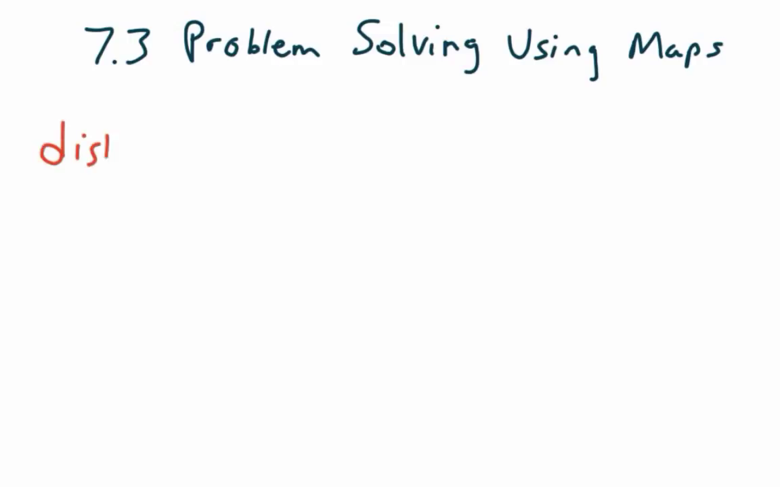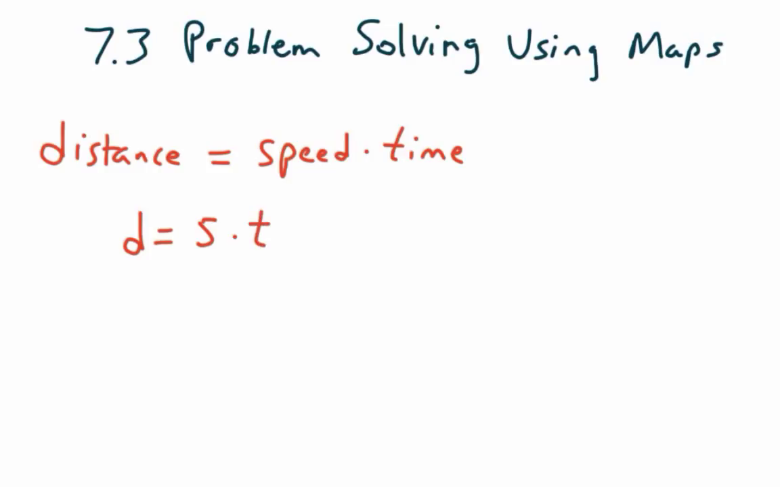So distance equals speed times time. So one equation is distance equals speed times time, or normal people just do lowercase d equals s times t, all lowercase letters. Distance equals speed times time.